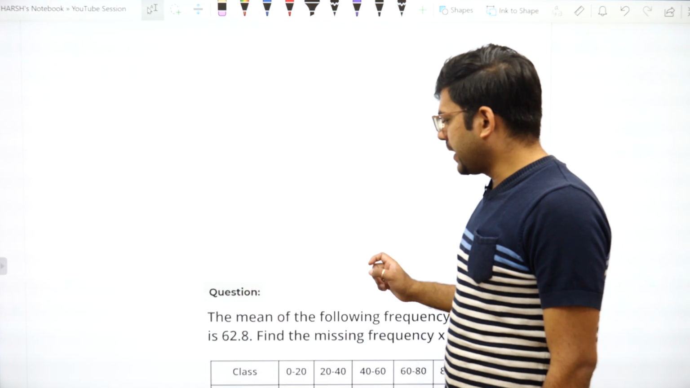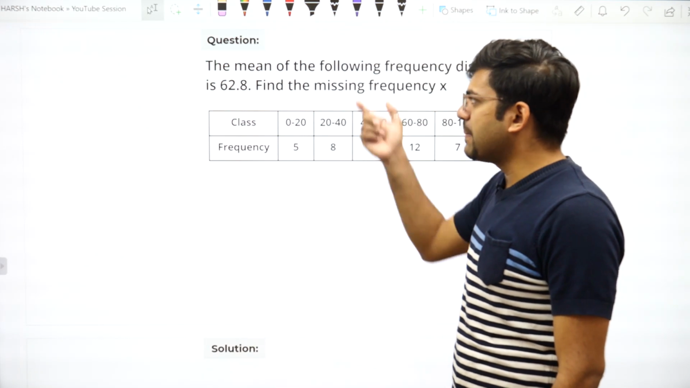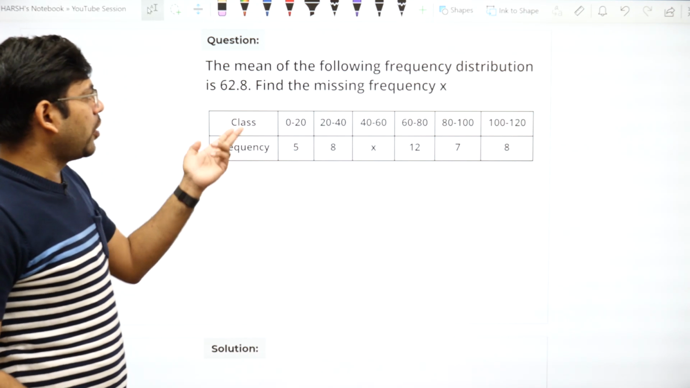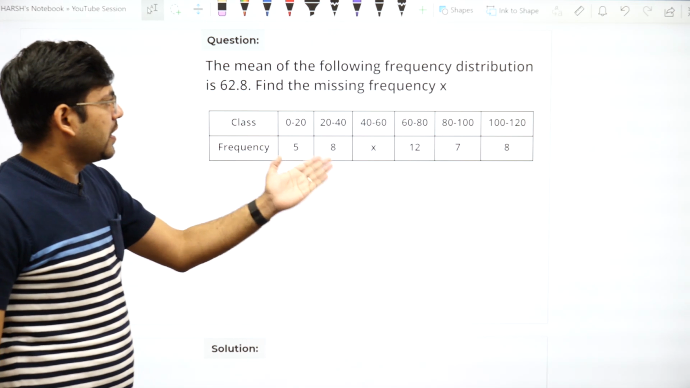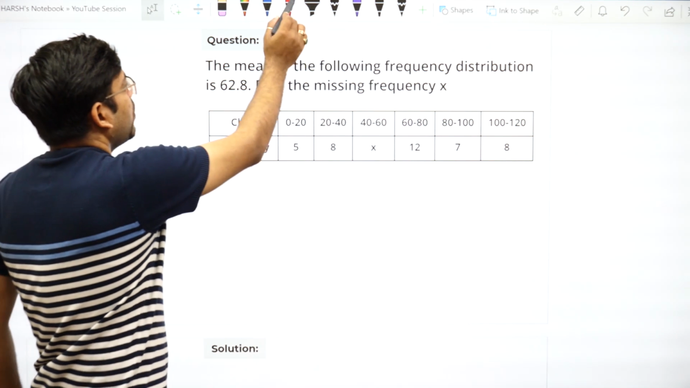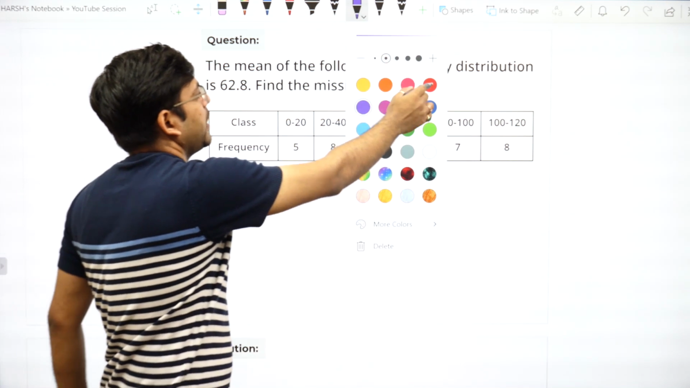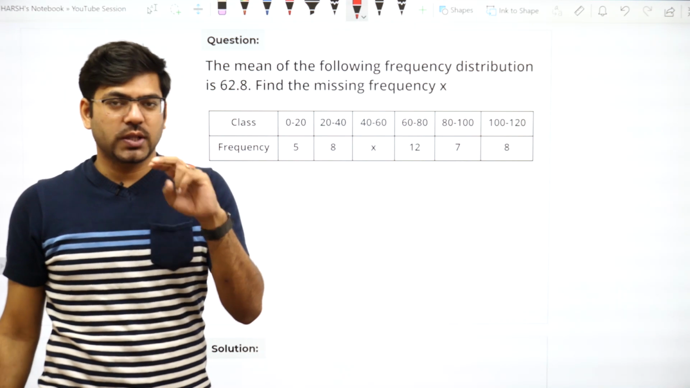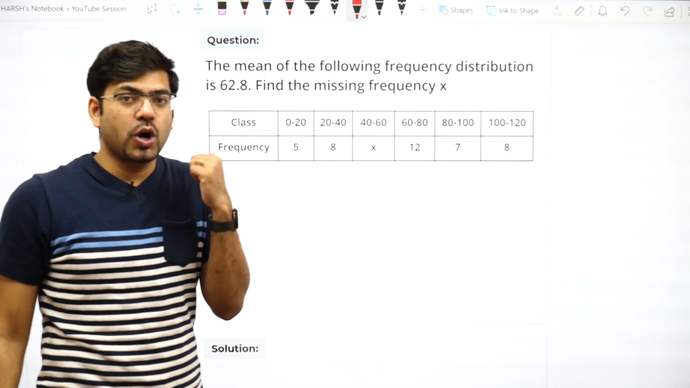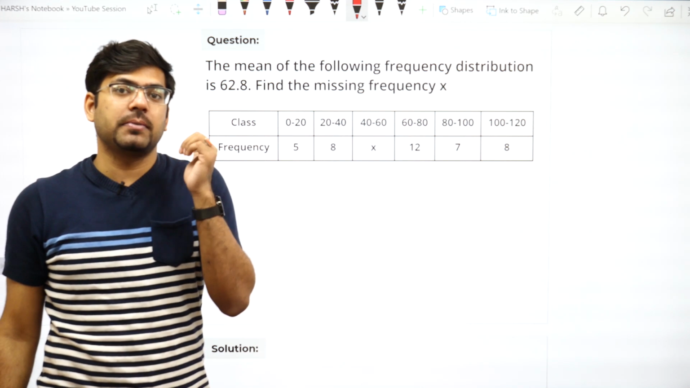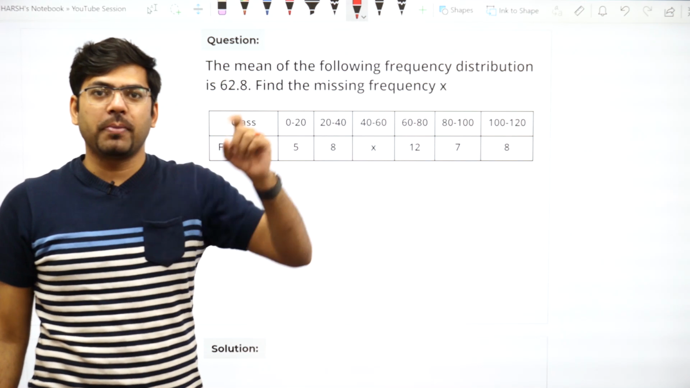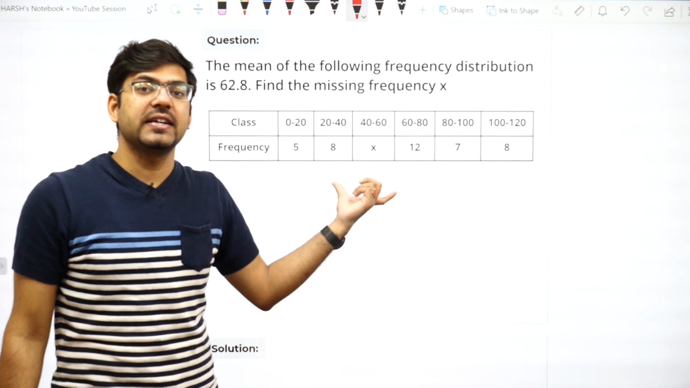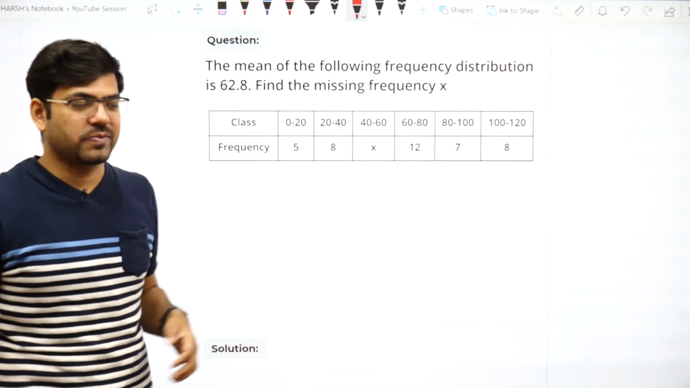So the next question goes like this. Yes, the second type of that question. It says the mean of the following frequency distribution is 62.8, find the missing frequency x. Now this question is also very similar, only here the unknown quantity is only 1. Earlier it was 2. That is also probable, but the board does not go for very tough questions most times. Sometimes the board might give that first type of question, otherwise mostly this type is given because it is comparatively easier than the previous one.